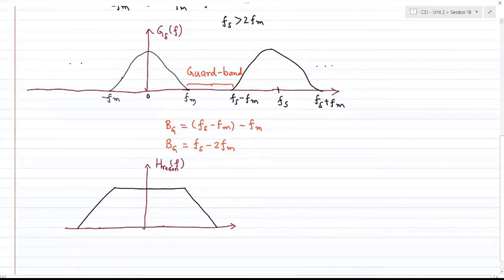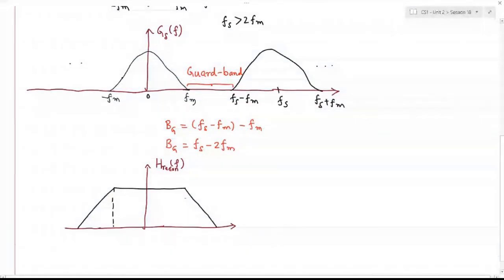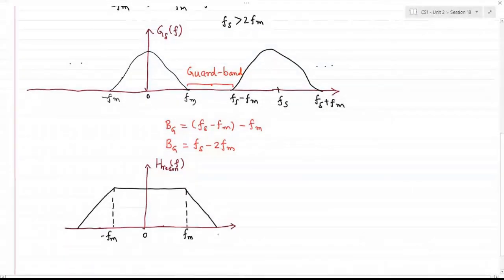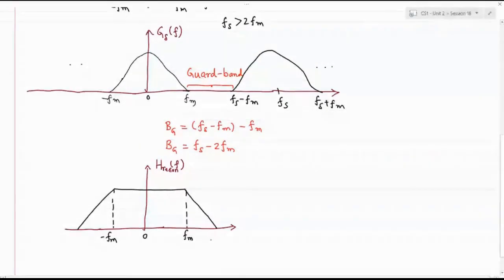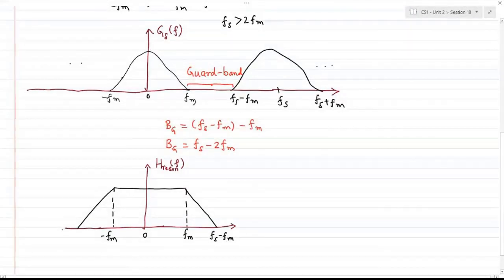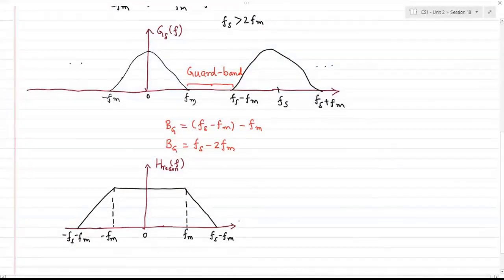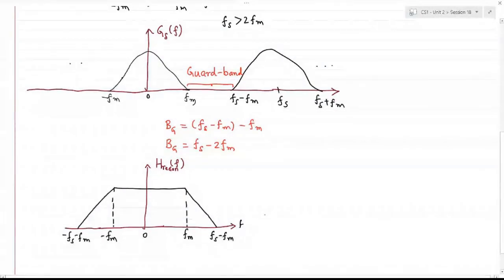If you want to talk specifically about these edges, this is obviously Fm, this is minus Fm, and this you can keep as far as Fs minus Fm, and this as far as minus Fs minus Fm. In spite of that, you will not have any aliasing.